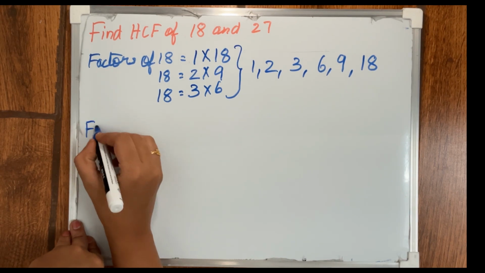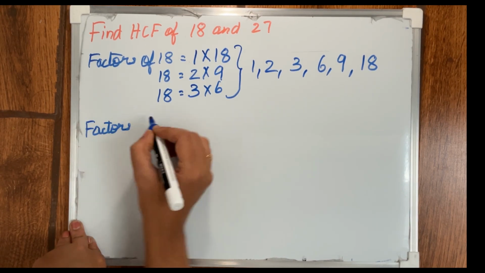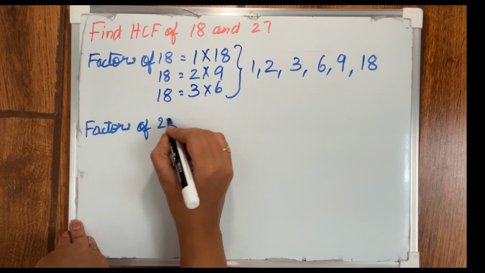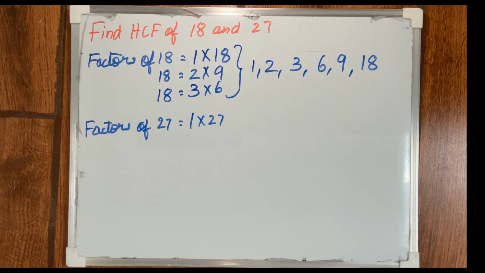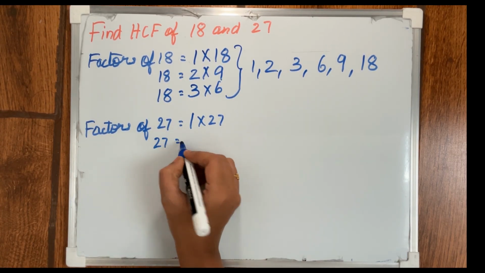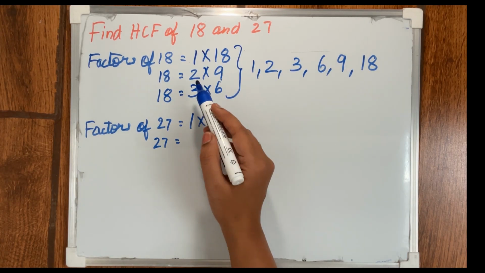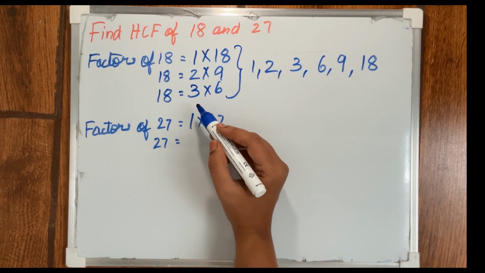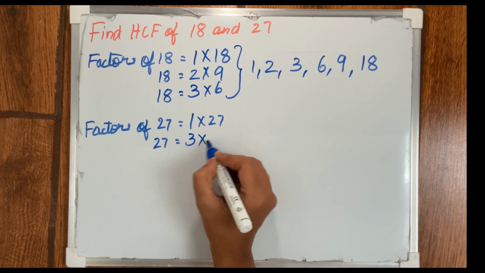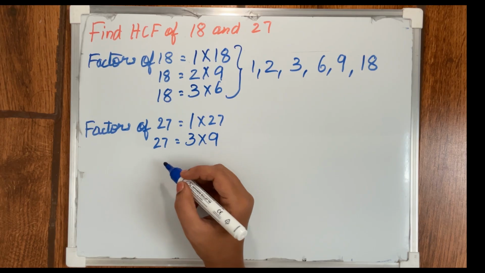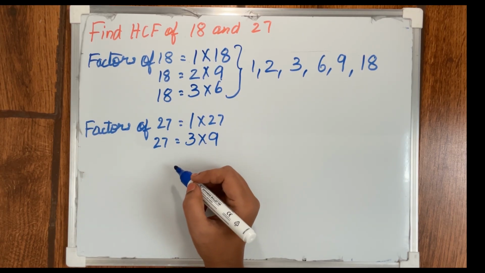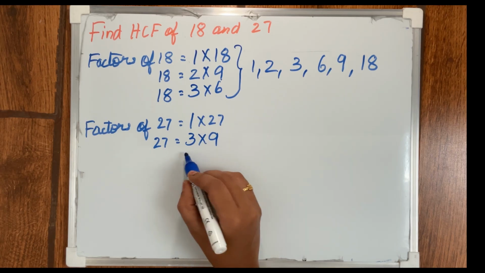Similarly, let's find the factors of 27. First we can write 1 into 27. Next, in which table can we see 27? In 2? No. In 3? Yes, 3 9s are 27. In 4? No. 5? No. 6? No. 7? No. 8? No. 9? 9 3s are, we have already written.